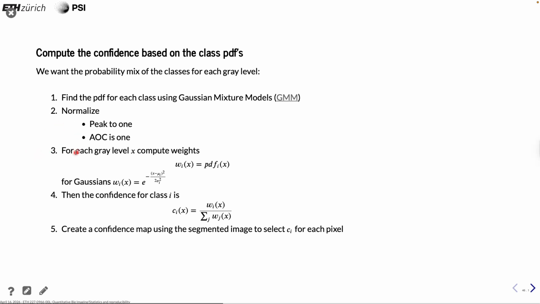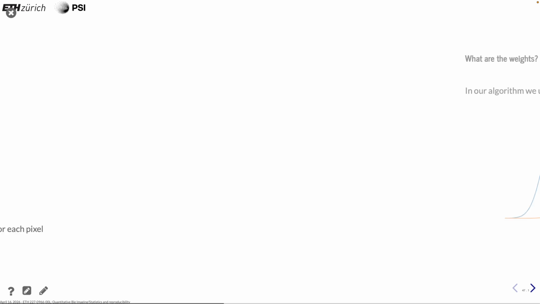And then for each gray level, compute some weight, which is based on the probability function for that variable for that class. And the weight is just essentially the Gaussian bell function. And then the confidence for each class is computed as the weight of that class divided by the sum of all weights. And now we can create a confidence map using the segmented image and compute this CI for each pixel.